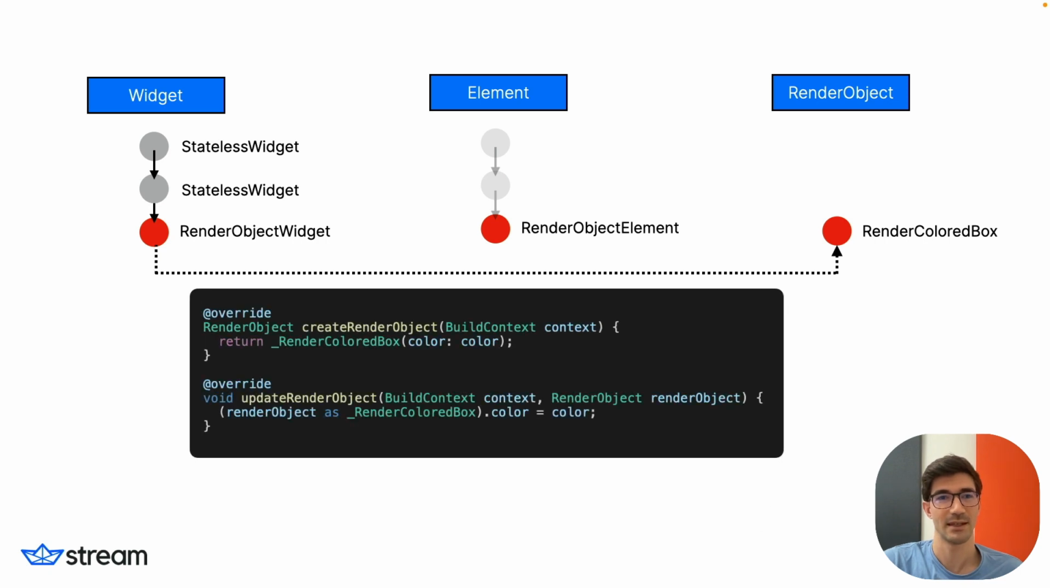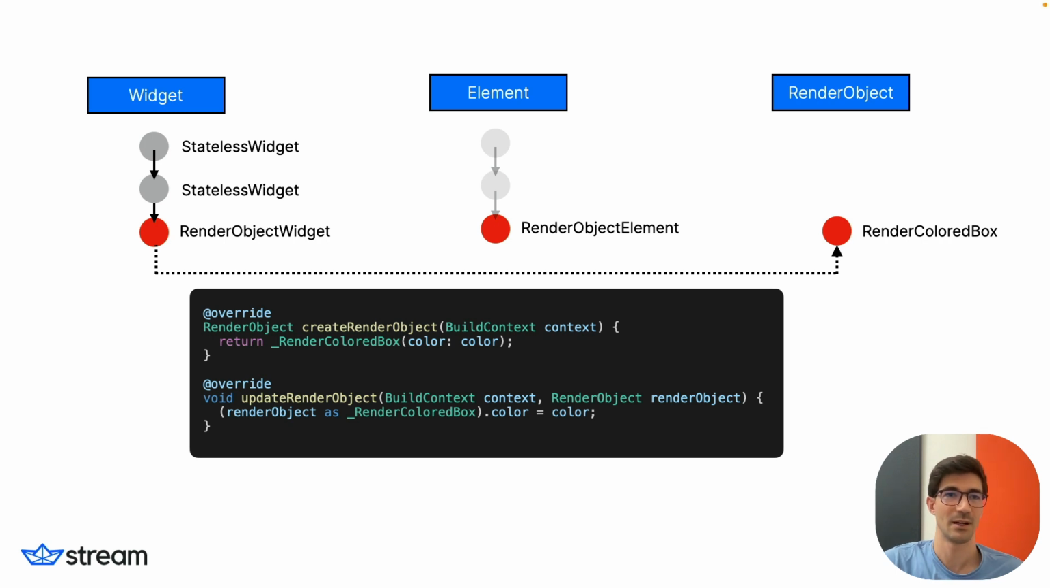These two methods, create render object and update render object, are two methods on render object widget that can create and update a render object. Whether the widget creates or updates a render object is determined by the associated elements.